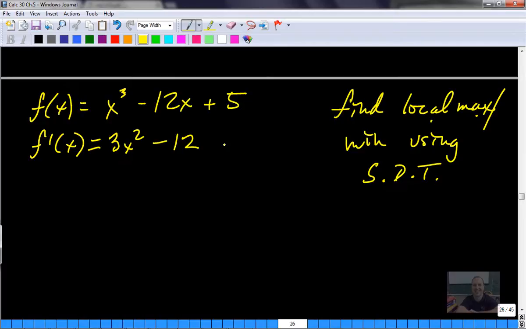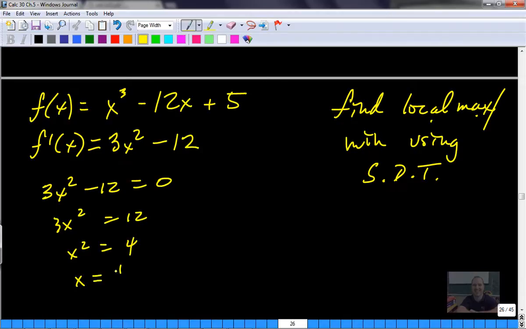Very good. What's the next step? What does it say? Find c. So if we did 3x squared minus 12 equals 0, I'm going to have 3x squared equals 12, x squared equals 4, x is going to be equal to plus or minus 2. Sound right? Okay, so plus or minus 2, those are our critical numbers.